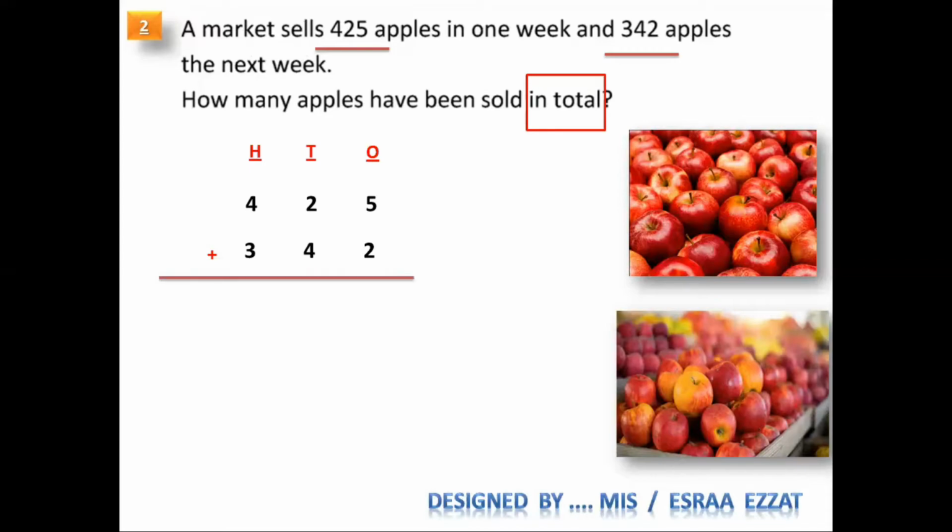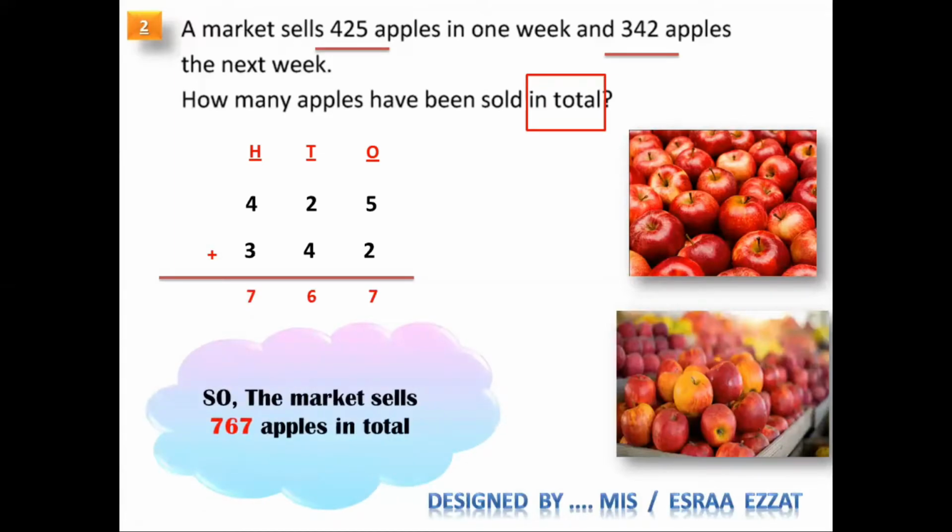Then to get the sum, let's start adding ones. Here in ones, we have 5 and 2. So 5 plus 2 equals 7. Let's move to tens. 2 plus 4 equals 6. Let's move to hundreds. We have here 4 and 3. 4 plus 3 equals 7. So the market sells 767 apples in total.